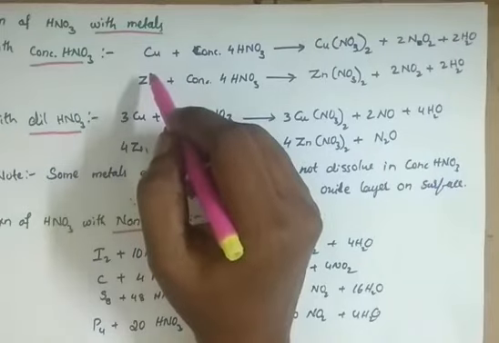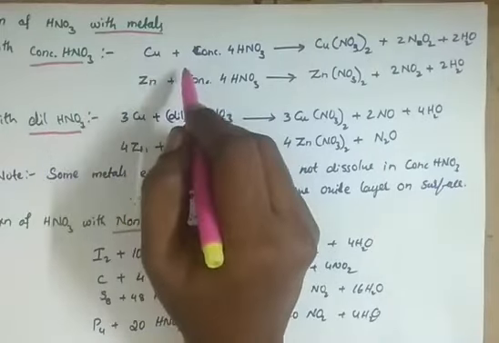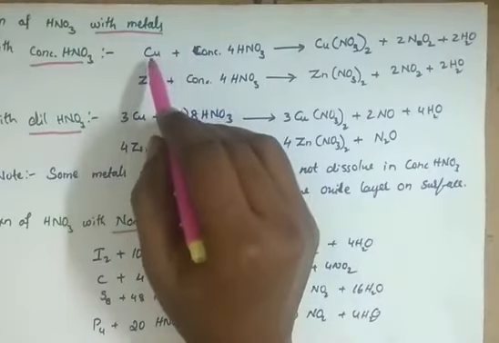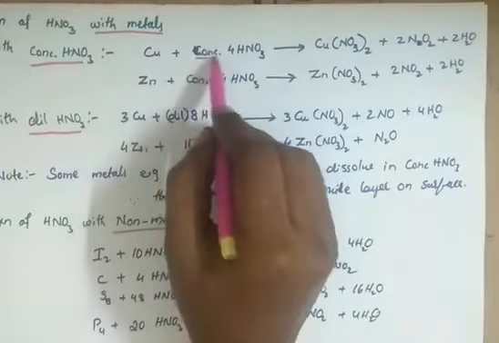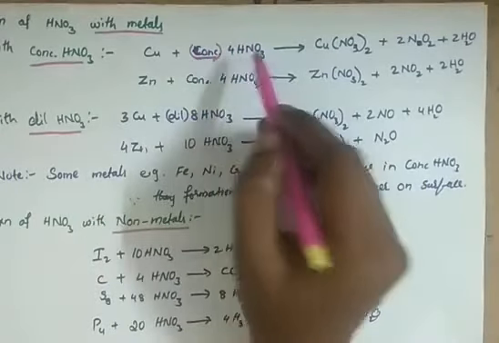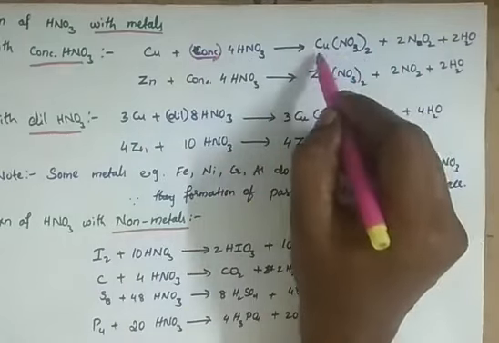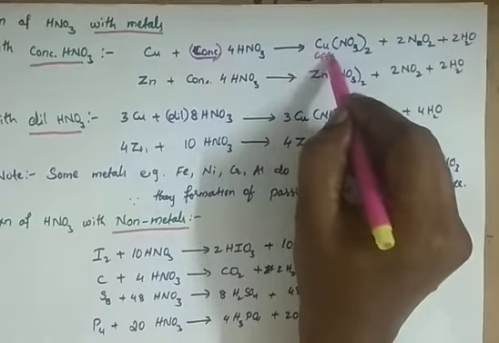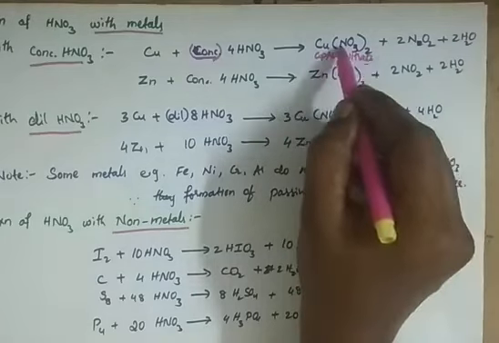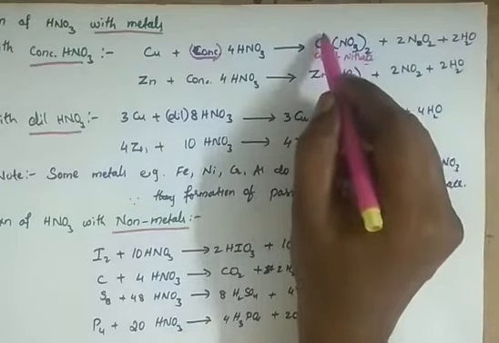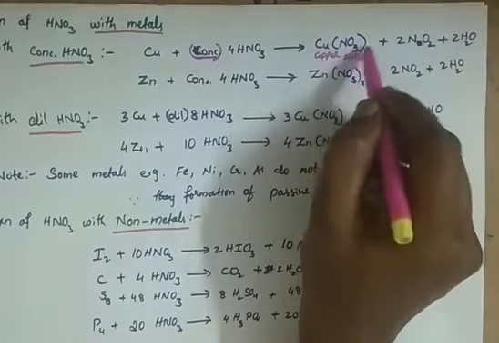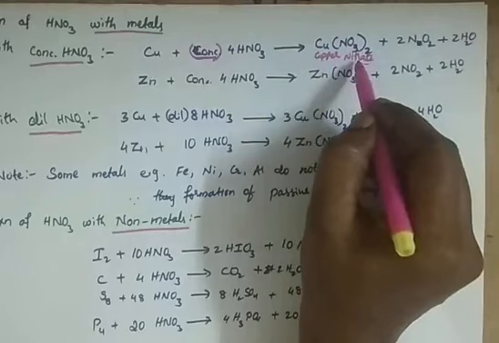So you should remember where all the elements belong in the periodic table. Copper, which is a metal present in the d-block, reacts with concentrated HNO3 and forms copper nitrate. Whenever you say nitrate, it is NO3. Copper takes a +2 charge, that's why NO3 is taken twice: Cu(NO3)2, copper nitrate.